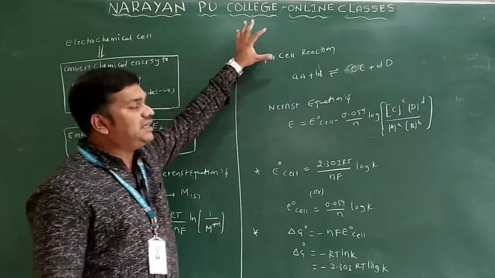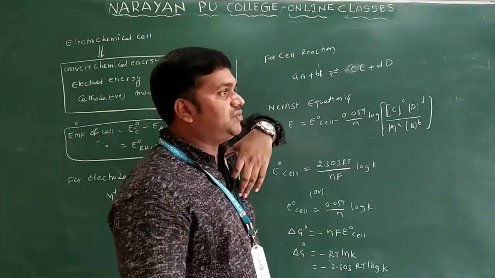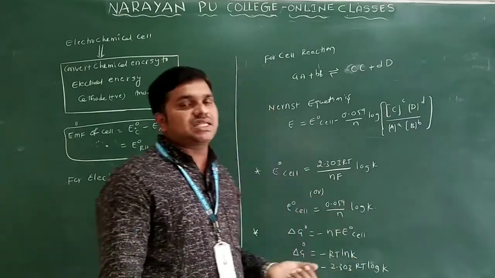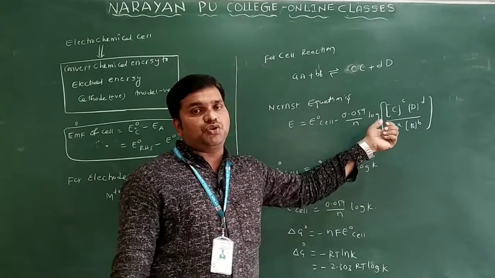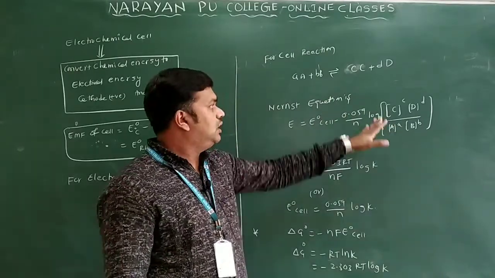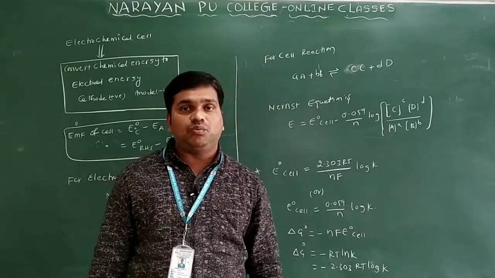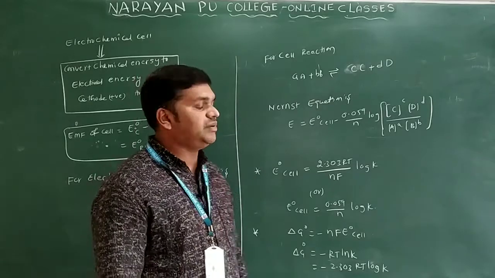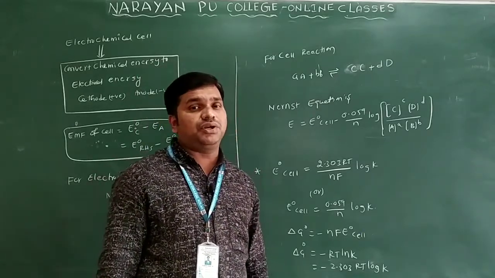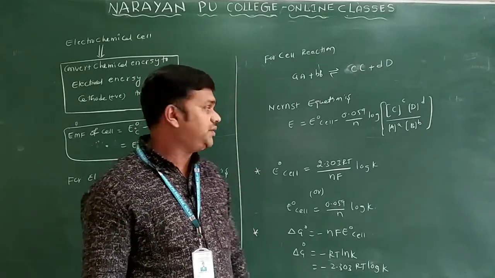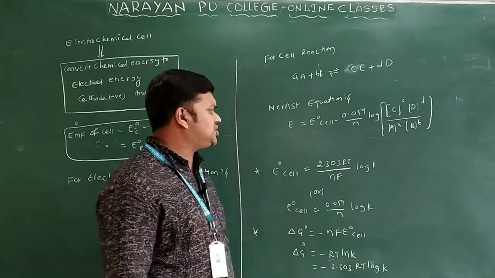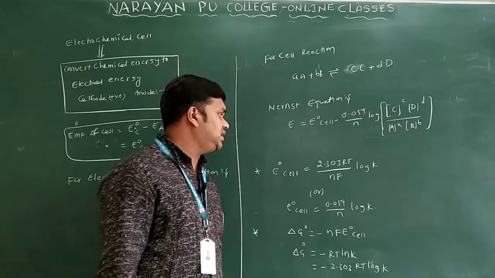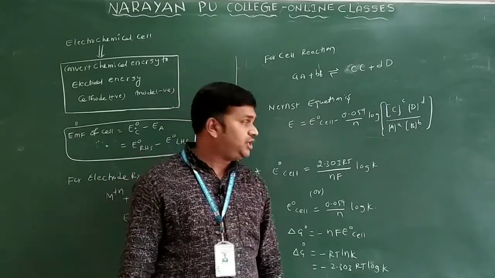So for cell reactions given like this, aA plus bB gives rise to cC plus dD, in this case we are writing the Nernst equation. E cell is equal to E naught of the cell minus 0.059 by n into log of concentration of C whole power c, concentration of D whole power d, by concentration of A whole power a into concentration of B whole power b. And one more formula we have, E naught cell is equal to 2.303 RT by nF into log K.